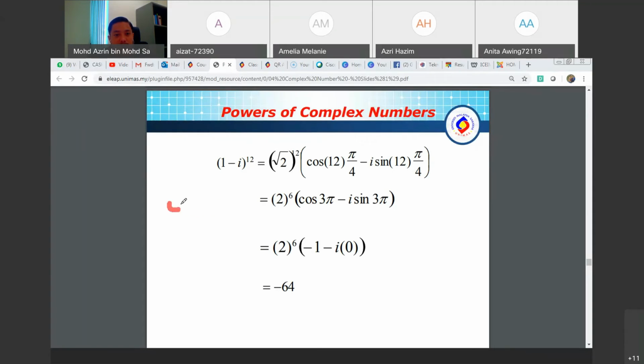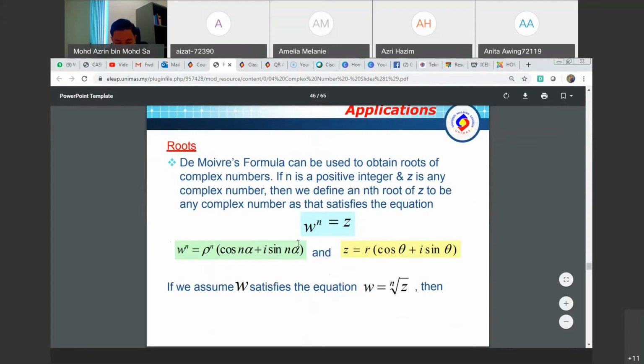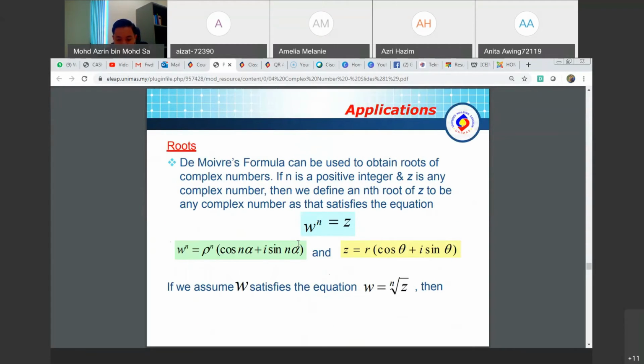Okay, complex number, ini dekat pukul 10 lah, complex number sampai and then polar form, and then DMT, de Moivre theorem. Step macam tu lah, buat satu-satu. Okay. Now we go to the last part which is roots. Okay, roots.